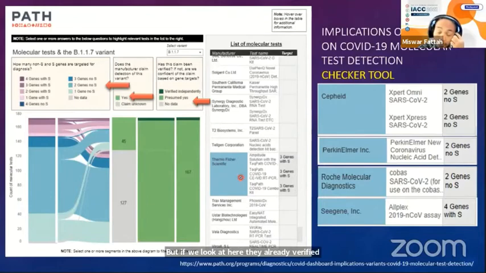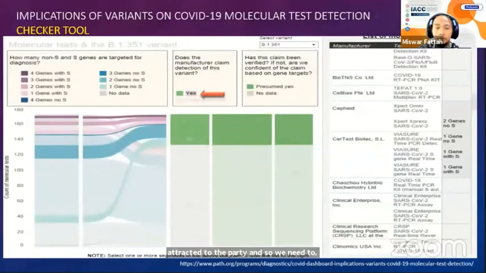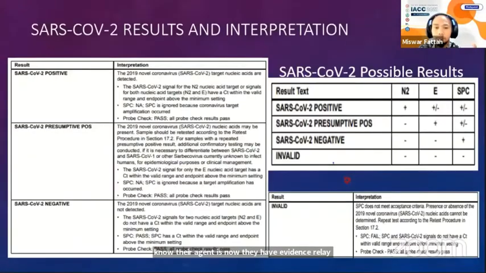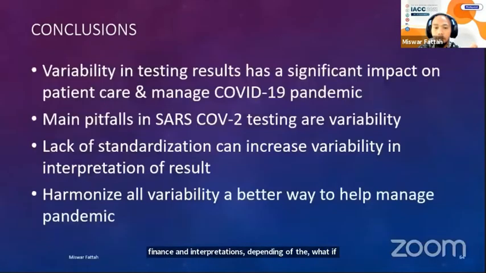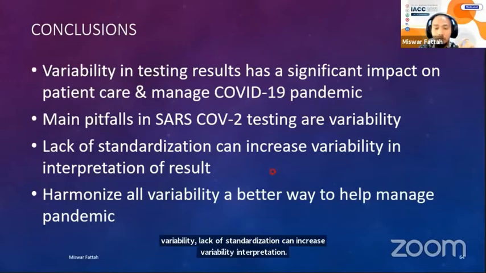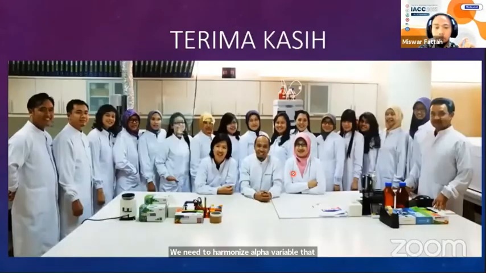So we need to rely on these tools. It's a very important tool for all labs before they choose a reagent, or when they want to know whether a reagent has evidence related to variants. And interpretation depends on what we utilize. As a conclusion, variability in testing results has a significant impact on patient care and on managing the COVID-19 pandemic. The main pitfall in SARS-CoV-2 testing is variability. Lack of standardization can increase variability in interpretation. We need to harmonize all variables for better management of the pandemic.